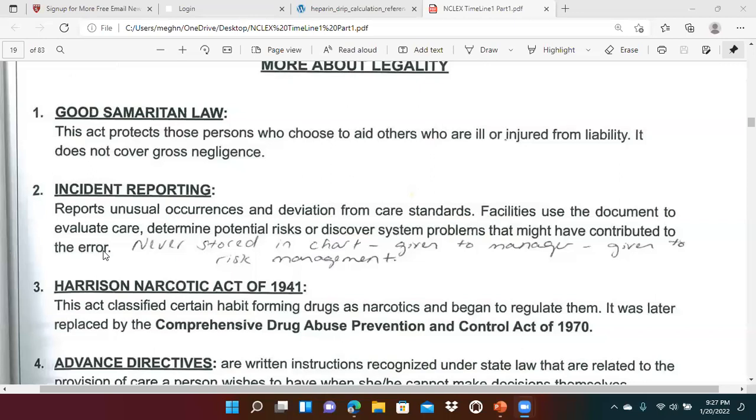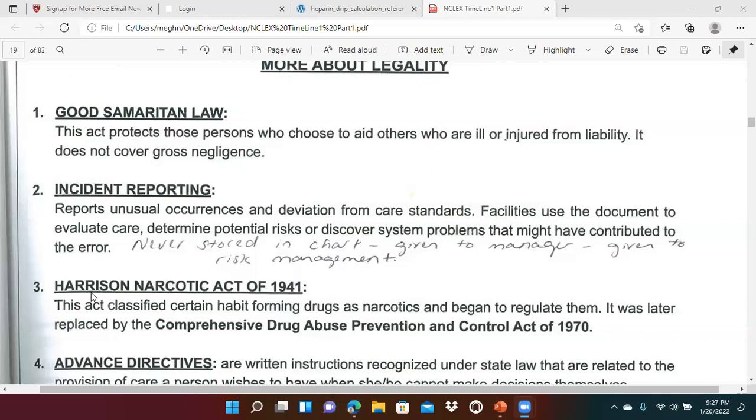This incident report you have to keep in documentation for the safety of the patient and for the safety of your license, right? But never keep this incident report in the patient chart. Give it to the manager or to risk management.